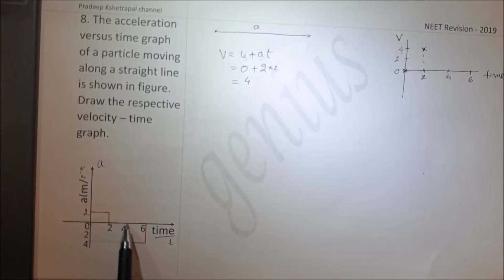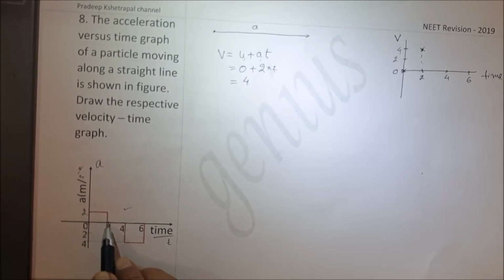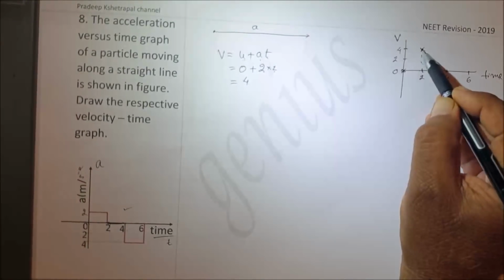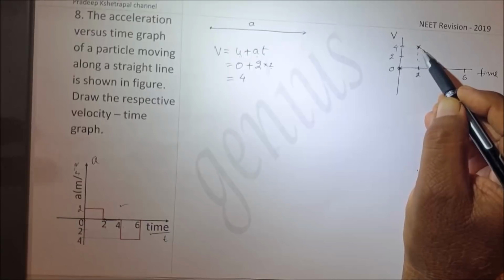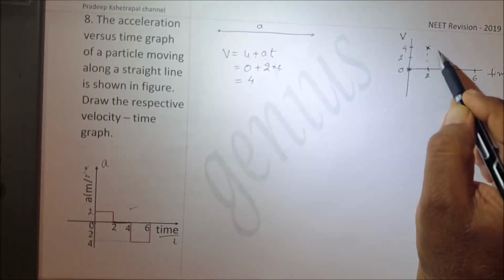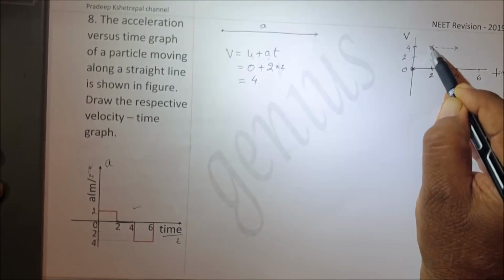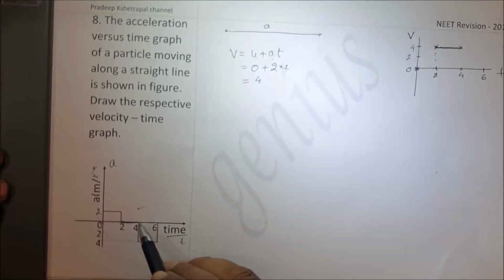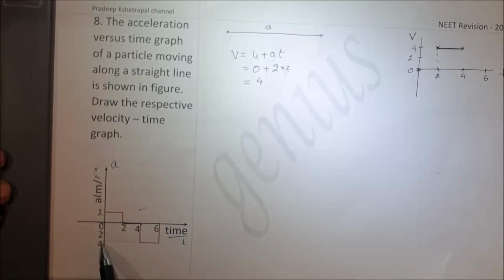Now, from 2 to 4, look here, acceleration is 0. That means there is no acceleration. But if there is no acceleration, what happens to velocity? The velocity remains as it is. It neither increases nor decreases. So from 2 to 4, velocity will remain as it is, up to 4 seconds.